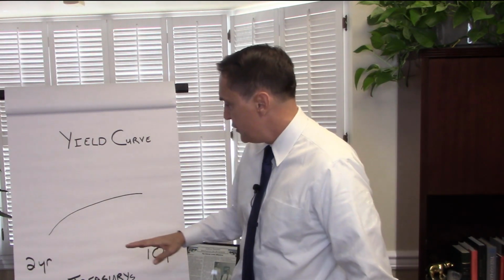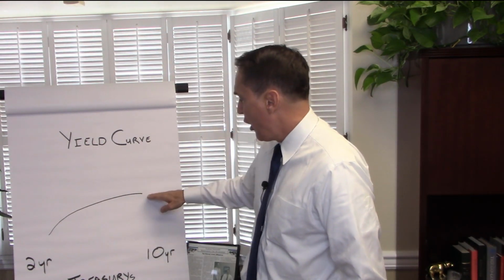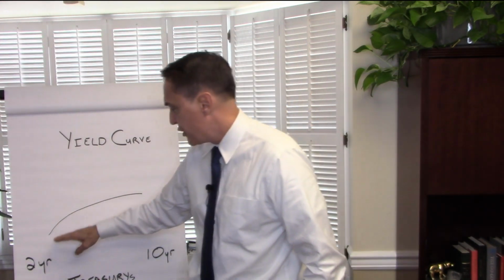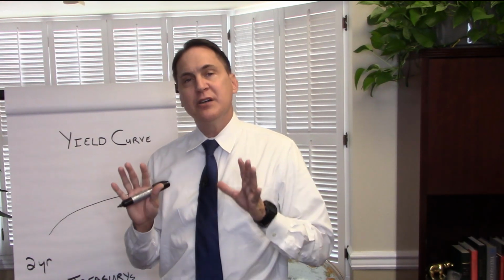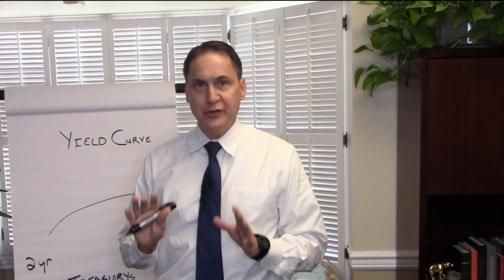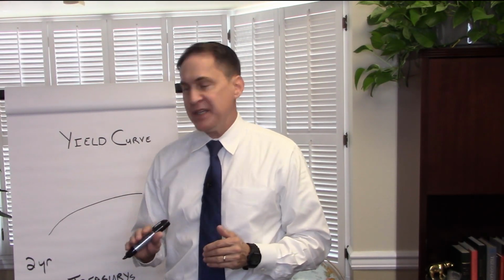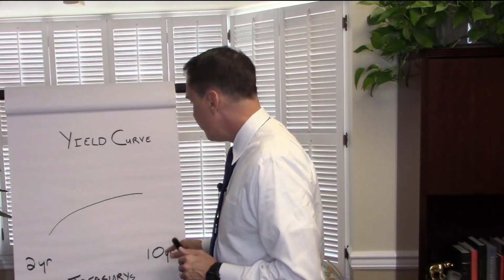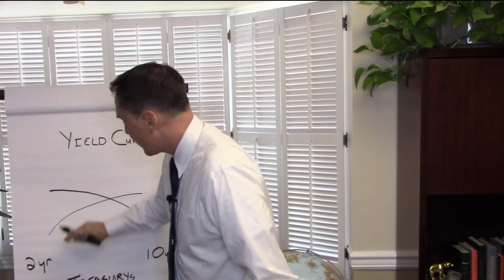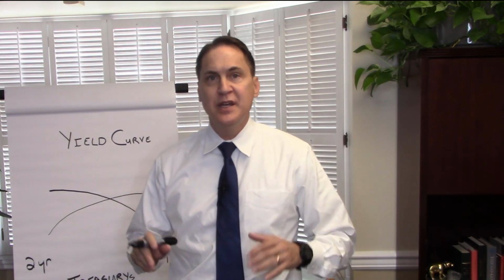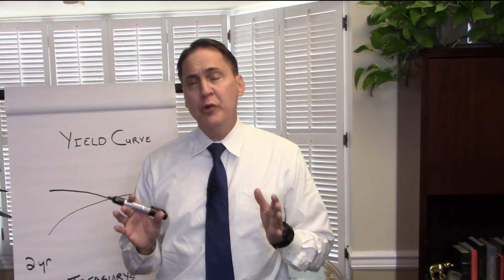That's because long-term interest rates are higher than short-term interest rates. And that's normal. When we have a declining or inverted yield curve, the opposite is the case. Long-term interest rates are lower than short-term interest rates. This is not normal or usual.